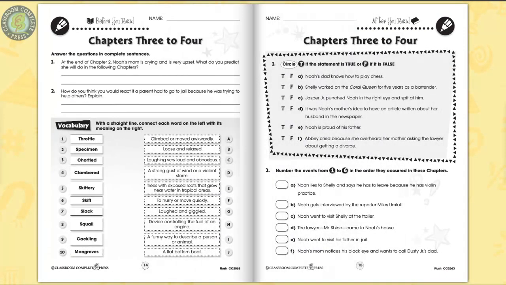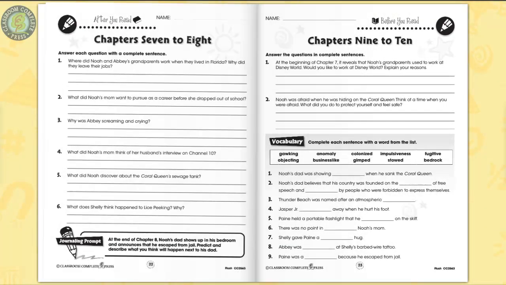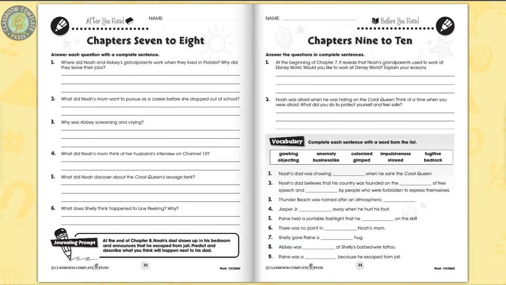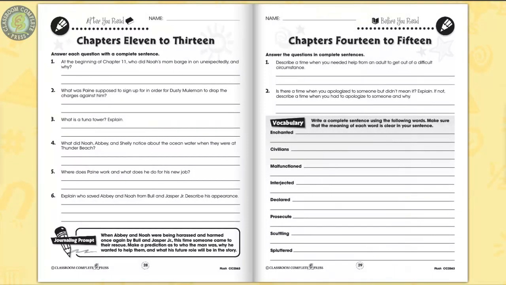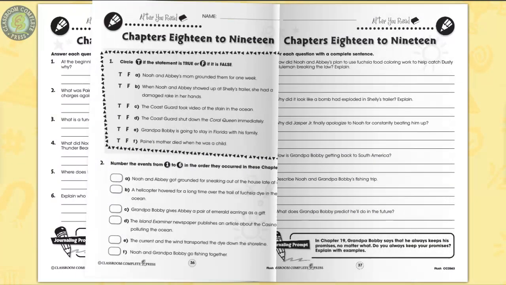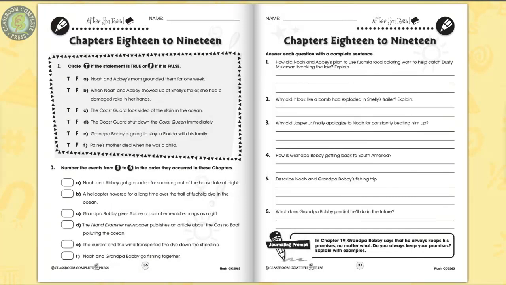Put yourself into the shoes of the protagonist to determine how it feels to have a parent in jail for trying to help others. Predict what will happen to Noah's dad after he escapes from jail. Describe the pollution the characters witness while visiting Thunder Beach. Explain the repercussions for Noah and Abbey when they were caught out at night.